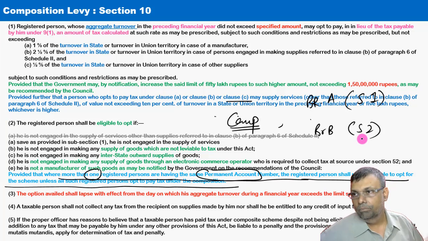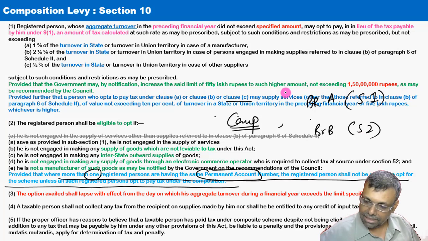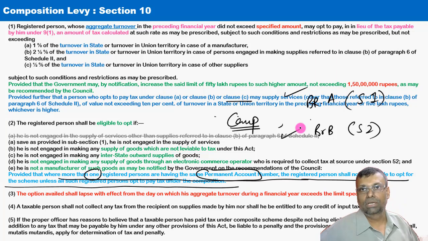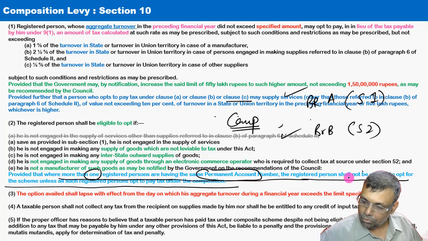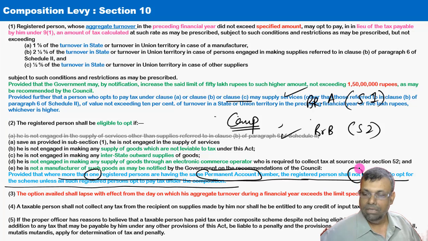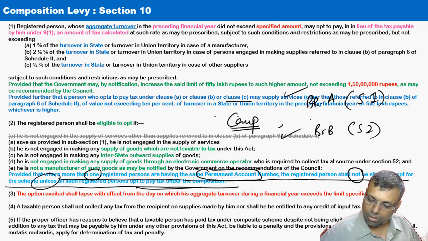So if you want to opt for the composition scheme, I repeat, if you want to opt for the composition scheme, then both the branches have to opt for it. It is not possible that one of your divisions will take composition and another division will not. So your entire company should be eligible for this particular composition. That means both divisions will be eligible, otherwise none of the divisions will be eligible. You have to take the composition scheme, and of course you also have to be eligible for the composition scheme for both the units, and only then can you take up this particular composition scheme.